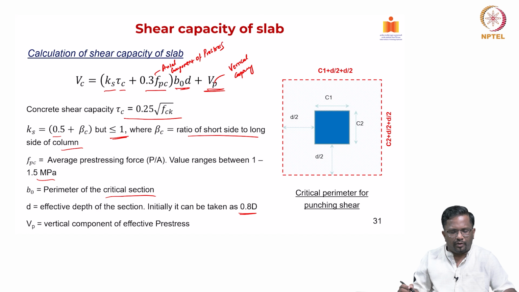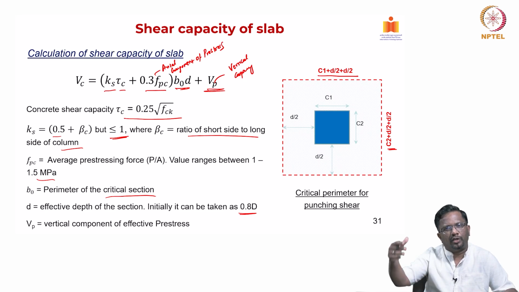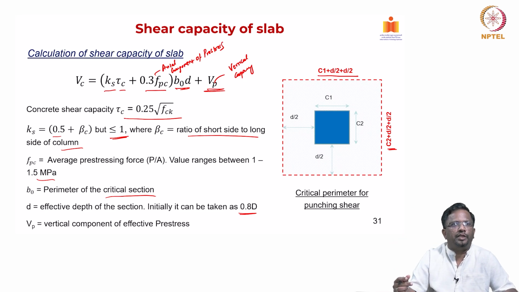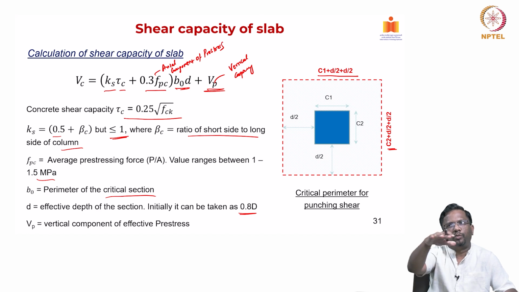Now how do you get your B naught? B naught is your perimeter. So the perimeter is C1 plus D, D by 2, D by 2. Similarly C2 plus D. So C1 plus D into 2 plus C2 plus D into 2. Then the entire thing has to be multiplied by D to get the overall area, the shear permitted area that is helping you in shear resistance for punching loads, right. So this way we can calculate, and that is why this B naught D. So a perimeter multiplied by effective depth will give me the overall area that is helping in resisting your punching shear.